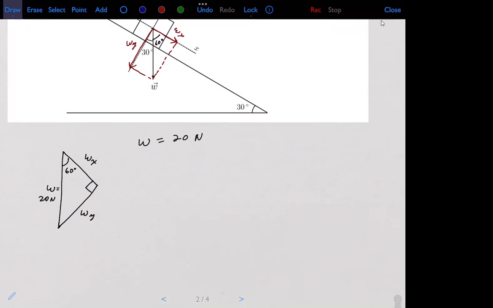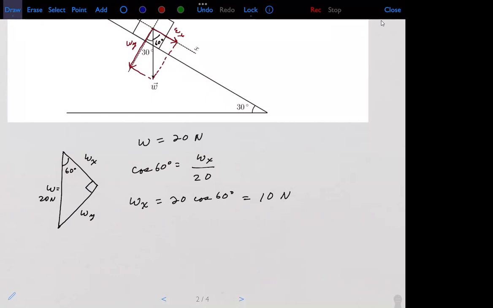So if we use that reference angle, then the x component will always involve cosine, right? Because it's adjacent to the angle. See how WX is adjacent to the 60 degrees? So we could say, the usual, cosine of 60 equals adjacent over hypotenuse. If I multiply both sides by 20, I have WX is 20 times cosine of 60 degrees. If we work that out, that's equal to 10 newtons. And it's positive because it's pointing down.